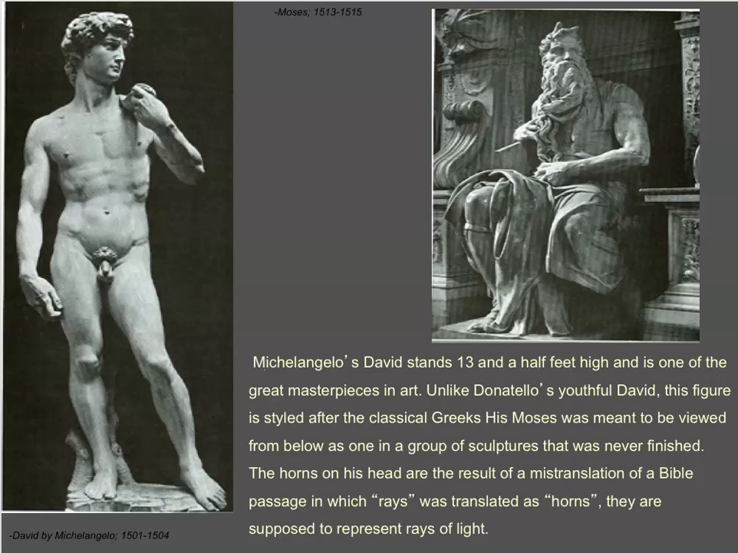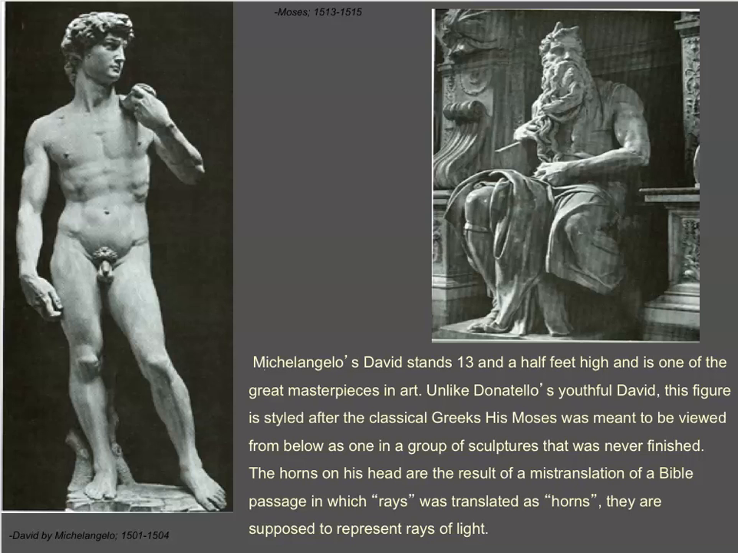He was a sculptor. His David is 13.5 feet high. Like twice as high as a person, pretty much. This is considered one of the greatest masterpieces in all of art. When we look back on Donatello's little youthful David with the pretty hat, this guy is totally different and shows the classical Greek styling also.